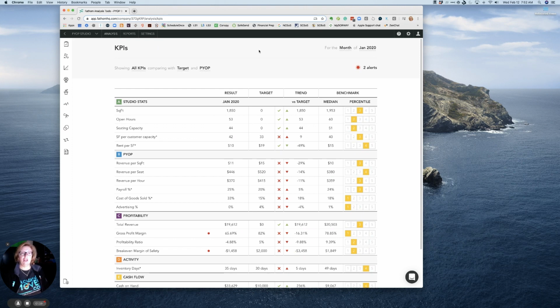KPI stands for Key Performance Indicators. These are like looking at your dashboard in your car to know how quickly you're going, how your oil pressure is, how much gas you have. These are your same statistics for your dashboard of your studio.